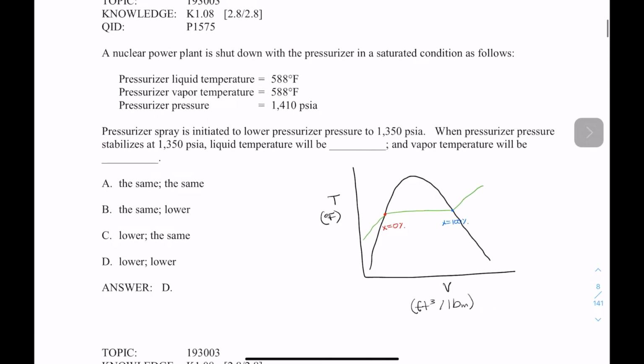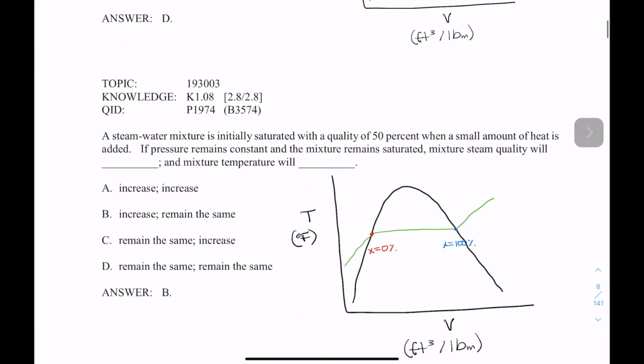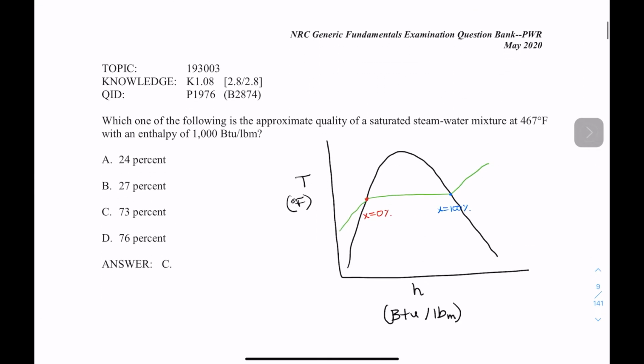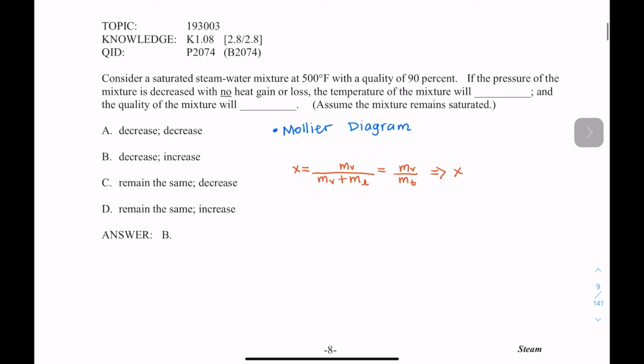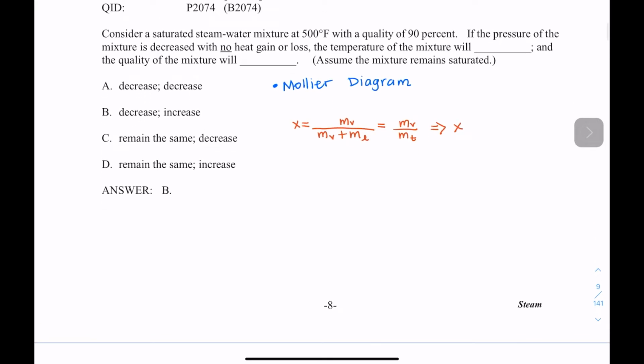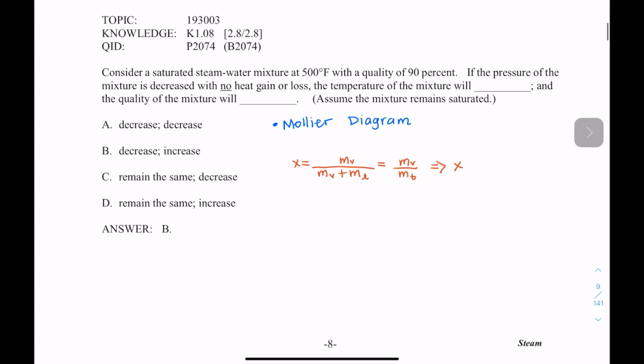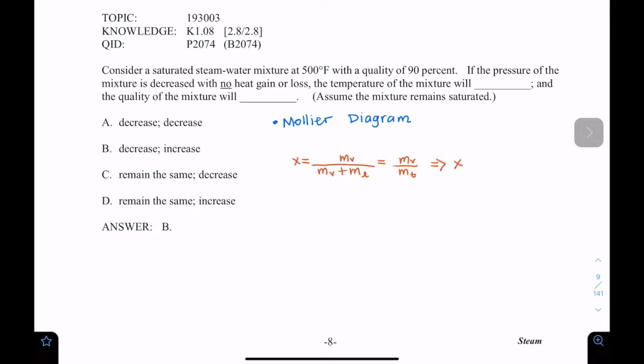I think these ones are pretty simple to solve, right? We can go through all of them and it's going to be very simple. But now let's take a look at this one. This one is a little different, because all the other ones are basically the same. So we're going to use the Mollier diagram.